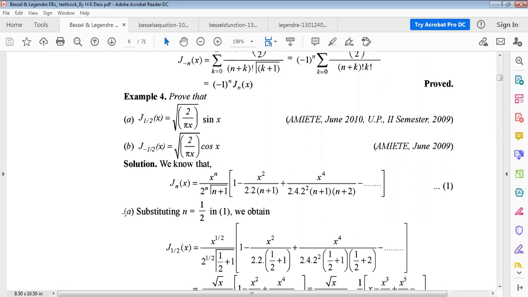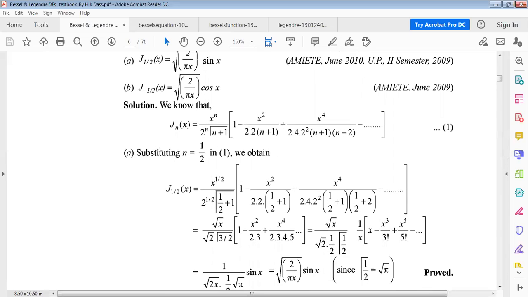Now a very important example: J half of x equals square root of 2 by pi x times sin x, and J minus half of x equals square root of 2 divided by pi x times cos x. We have to prove this. We know that the Bessel function J n of x equals this. We have to remember this function: x to the power n divided by 2 to the power n gamma n plus 1, times the bracket 1 minus x square by 2 into 2 n plus 1 plus x to the power 4 and so on. This is the gamma function. This is the Bessel function.